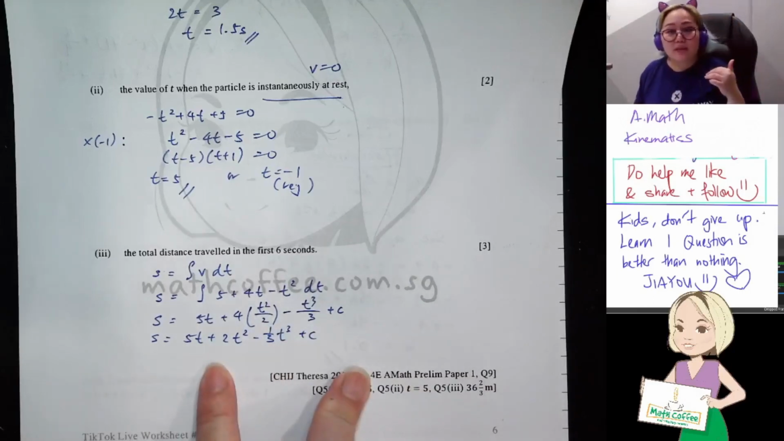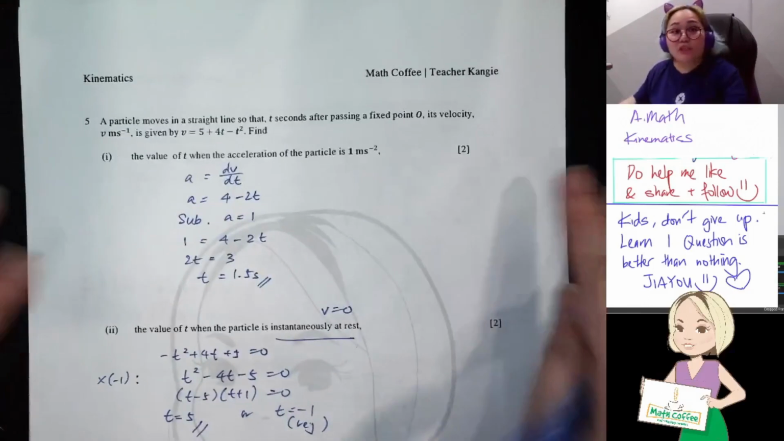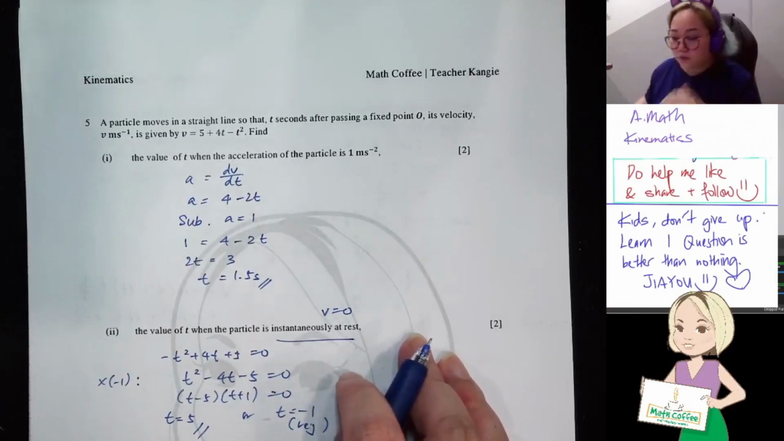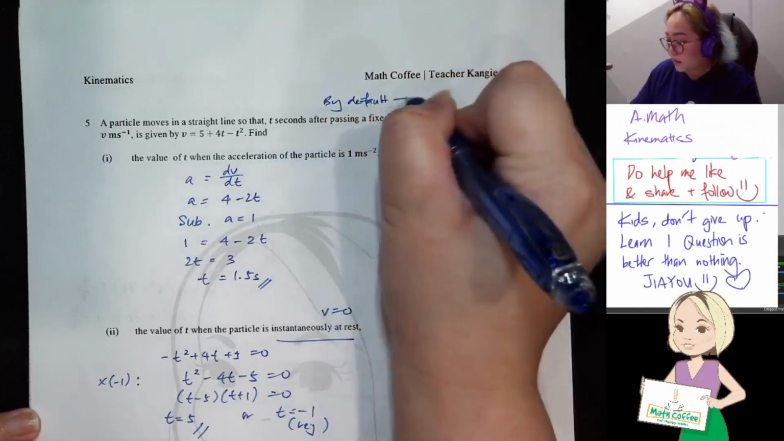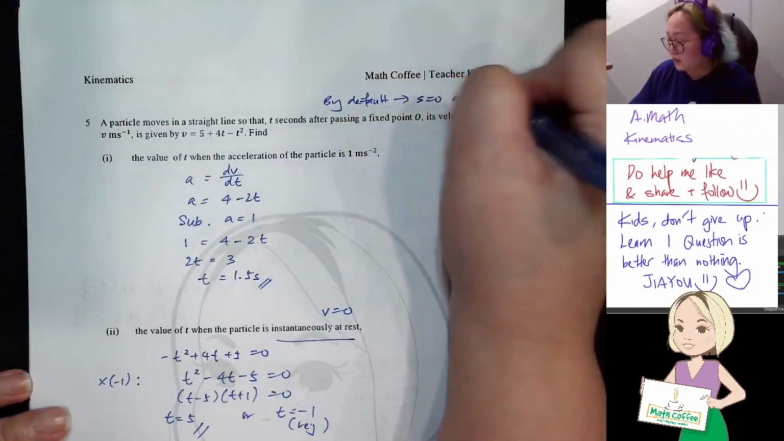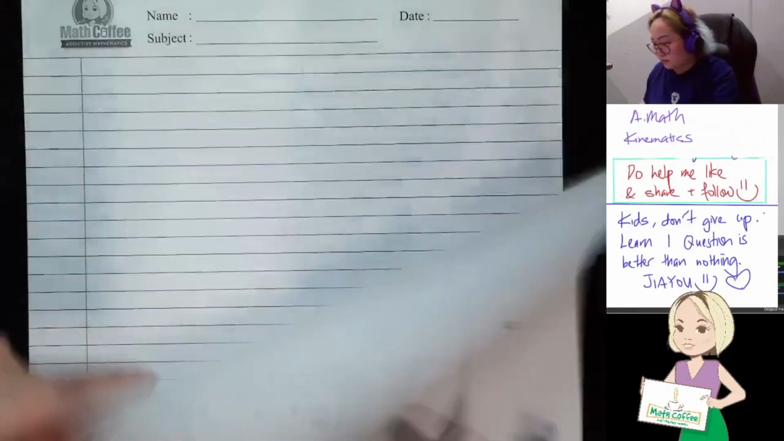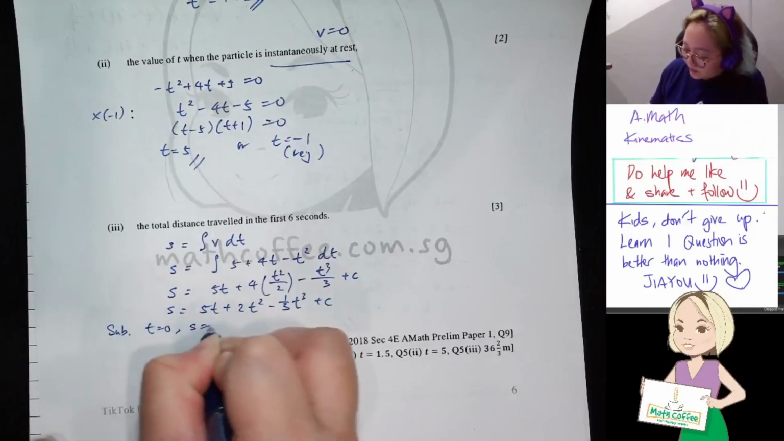So I need to sub in a set of s and t in order to find my c, correct? So in this question, they never mention anything about the s and the t. So it means that by default, they never mention anything special, so s equals 0 at t equals 0. So with this, I'm going to sub this in. I will sub in t equals 0 and s equals 0.